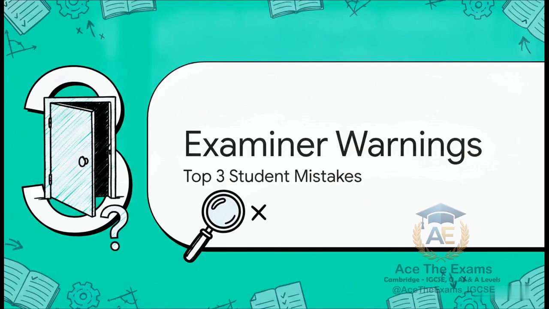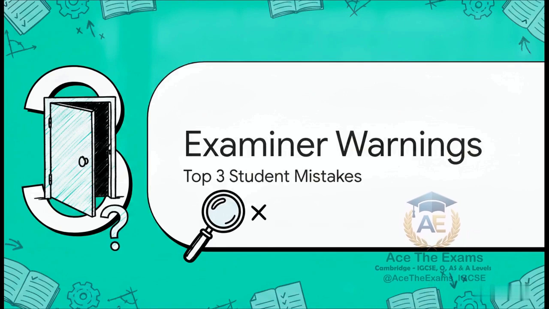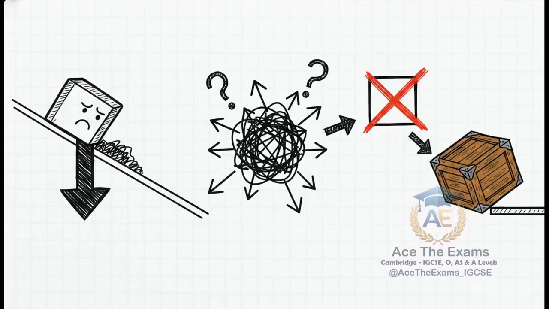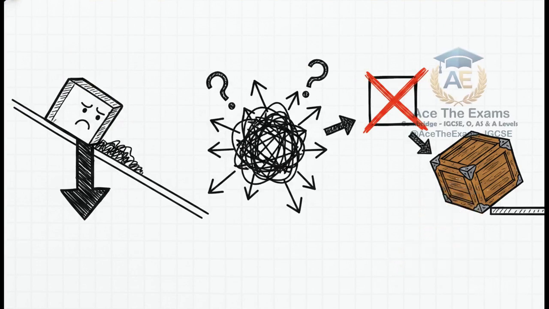Now it's time to uncover the trapdoors by examining our third section, direct warnings from the exact people who mark your papers. These are the top 3 mistakes highlighted in the principal examiner reports that consistently cost students their grades when they are under pressure.